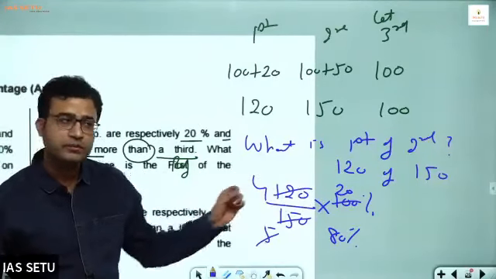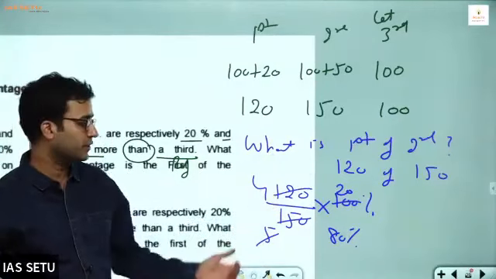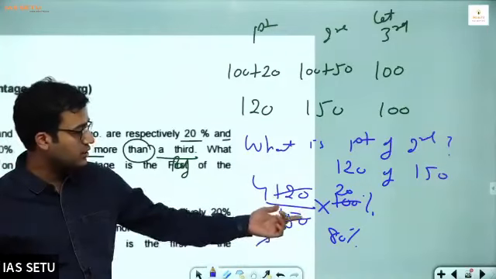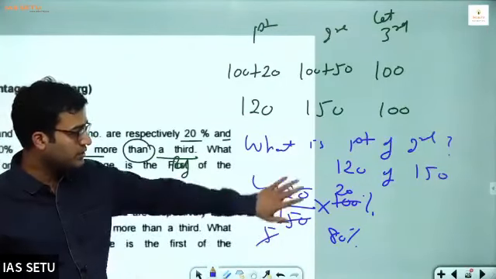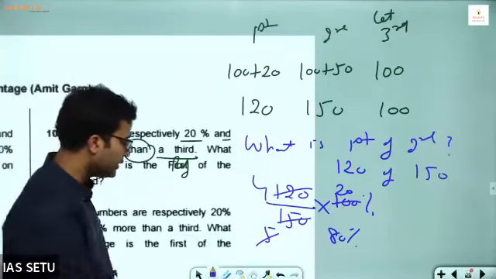120 of 150 means 120 out of 150. So here 120 upon 150 into 100%. So it is 80%. But this is school calculation. 120 upon 150 into 100% is school calculation.